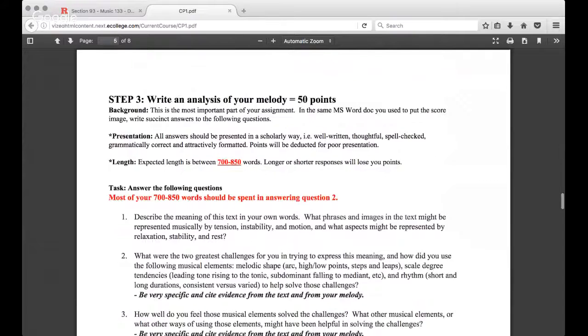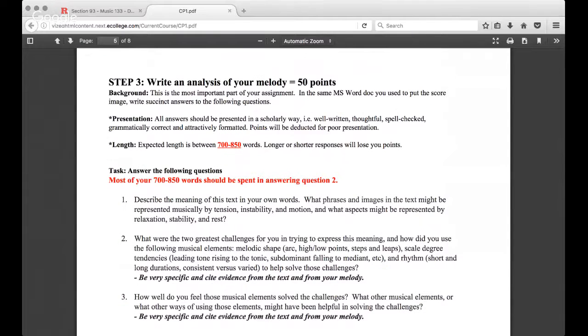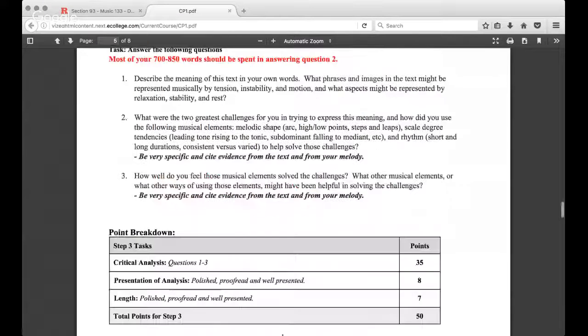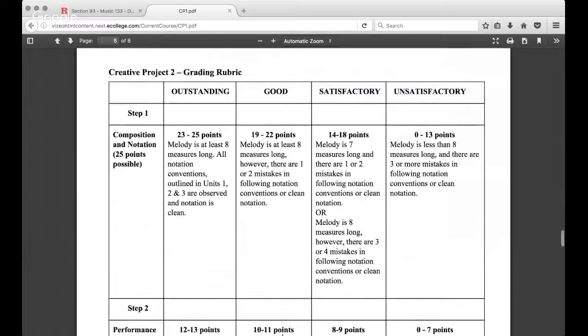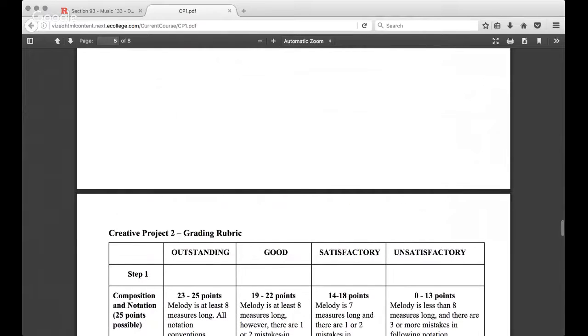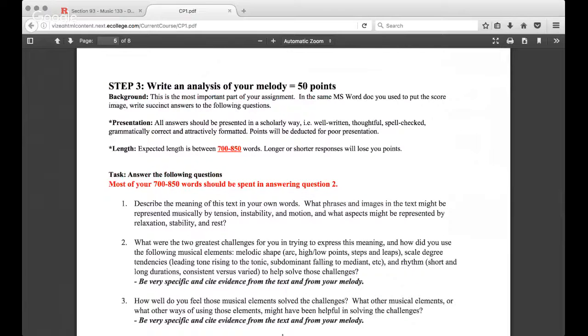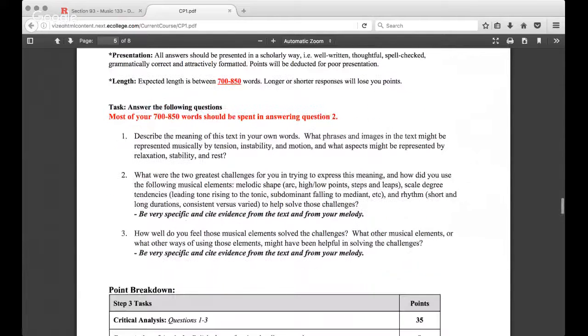So then analysis. This again is really important. As you can tell, it takes up a lot of space on the page here on the instructions, and it's worth a lot of points. And this again is a place where people can really lose points if you just don't take care with it.